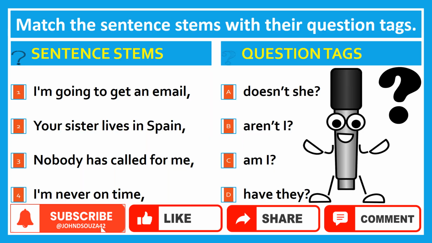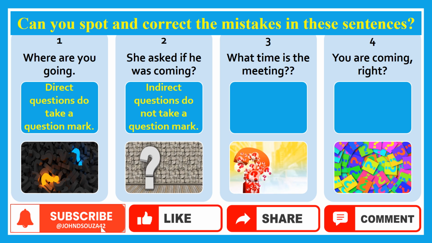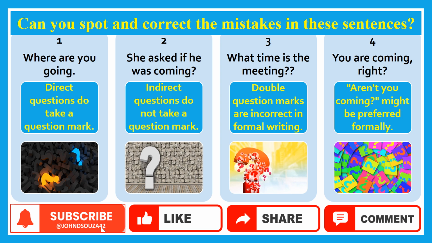Matching sentence stems with question tags. First matches with B, second matches with A, third matches with D, fourth matches with C. Identifying the mistakes. First, direct questions do take a question mark. Second, indirect questions do not take a question mark. Third, double question marks are incorrect in formal writing. Fourth, aren't you coming might be preferred formally.